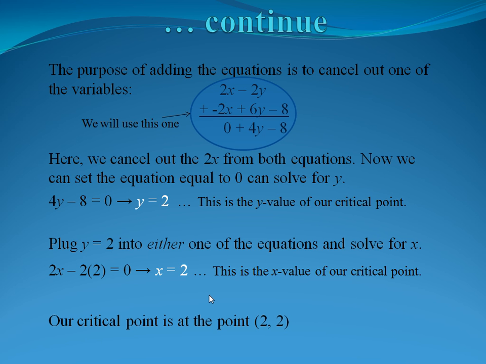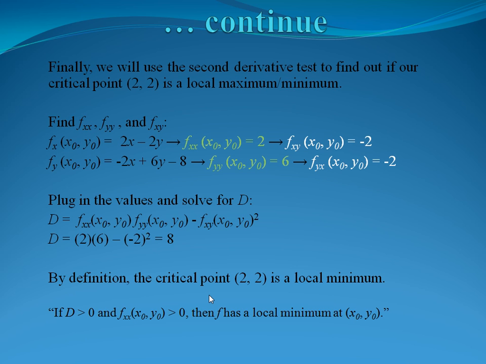Now that we have our critical point, we want to know, is it a max? Is it a min? Is it neither? So again, we have to go back to the second derivative test. So remember, our first partial derivative with respect to x was 2x minus 2y, which means our second partial with respect to x will take the derivative of the first derivative with respect to x. The derivative of 2x is 2, and the second term is just a constant. There's no x's there, so the derivative is 0. So f sub xx equals 2.